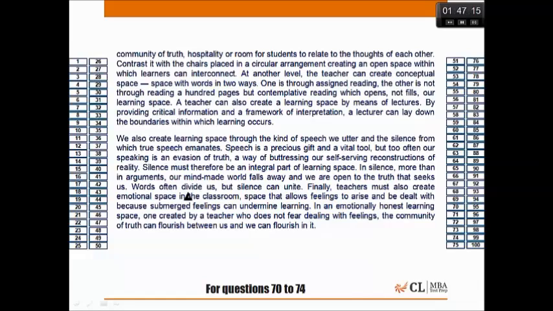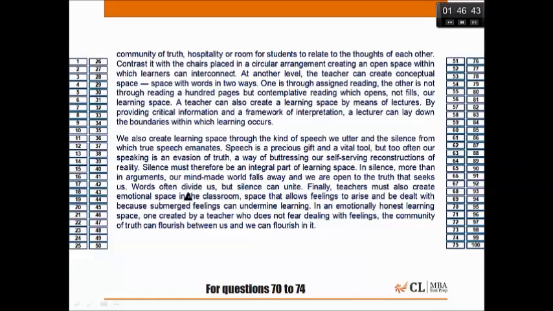Great. We also create learning space by the kind of speech we utter and the silence from which true speech emanates. Speech is a precious gift and a vital tool, but too often our speaking is an evasion of truth, a way of buttressing our self-serving reconstructions of reality. Wow, what a statement. Okay. Silence must therefore be an integral part of learning space. Okay, great. In silence, more than in arguments, our mind-made world falls away and we are open to the truth that seeks us. Words often divide us, but silence can unite.